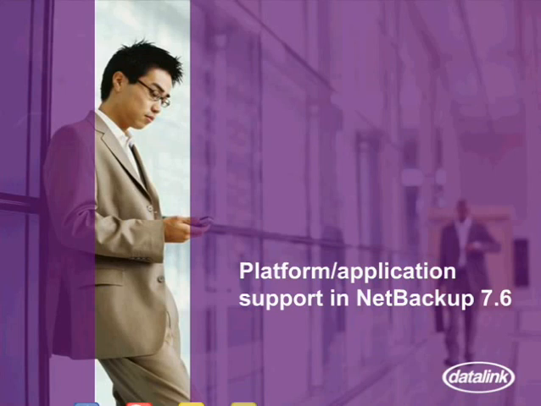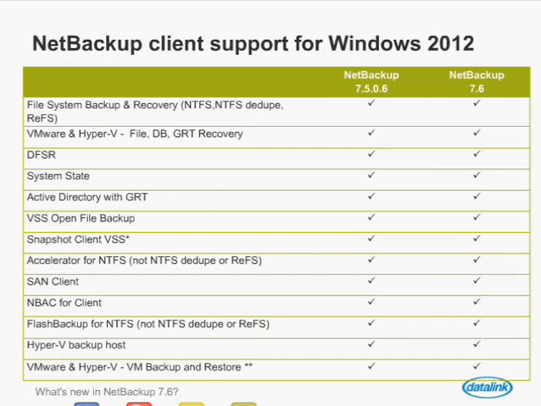Let's look finally at just some of the functionality. If you're running 7.5.0.6, you're basically getting all the functionality for Windows 2012 today. All of the enhancements that have been added up to 7.5.0.6 are in 7.6 and part of the base code. 7.6.0.1 is actually the release that was released in December and is the current release.